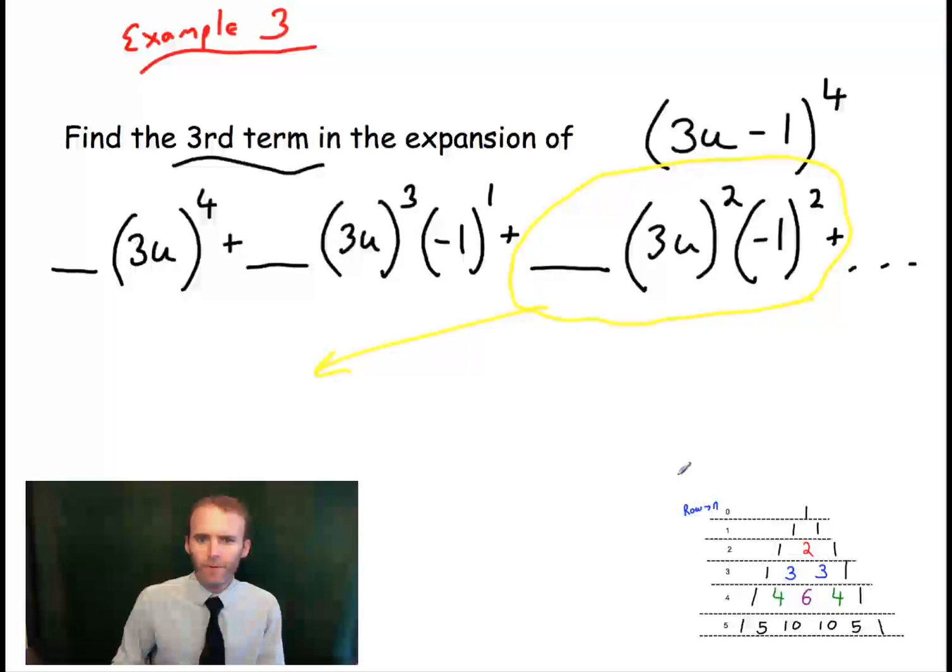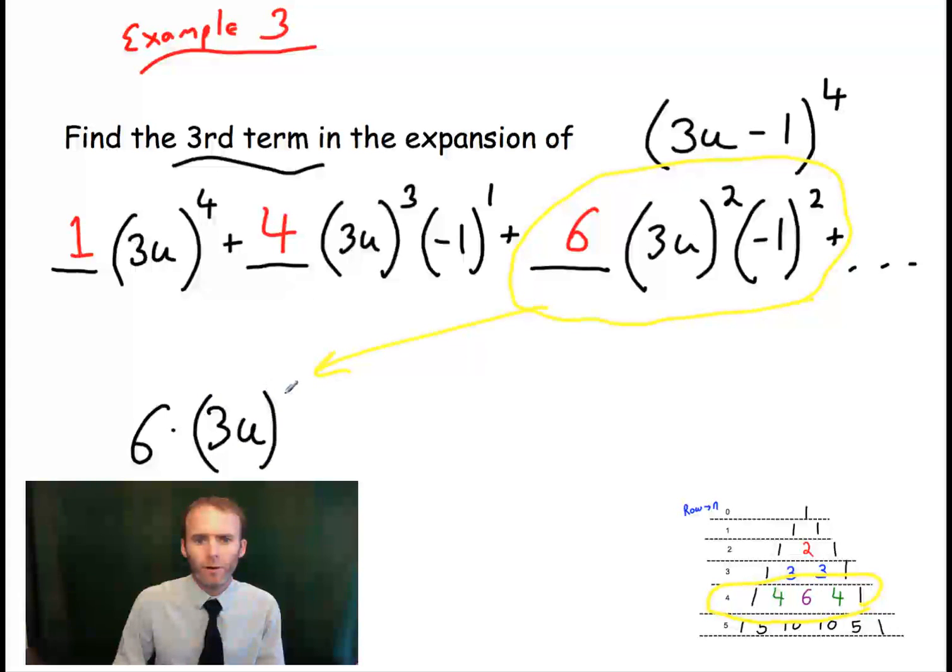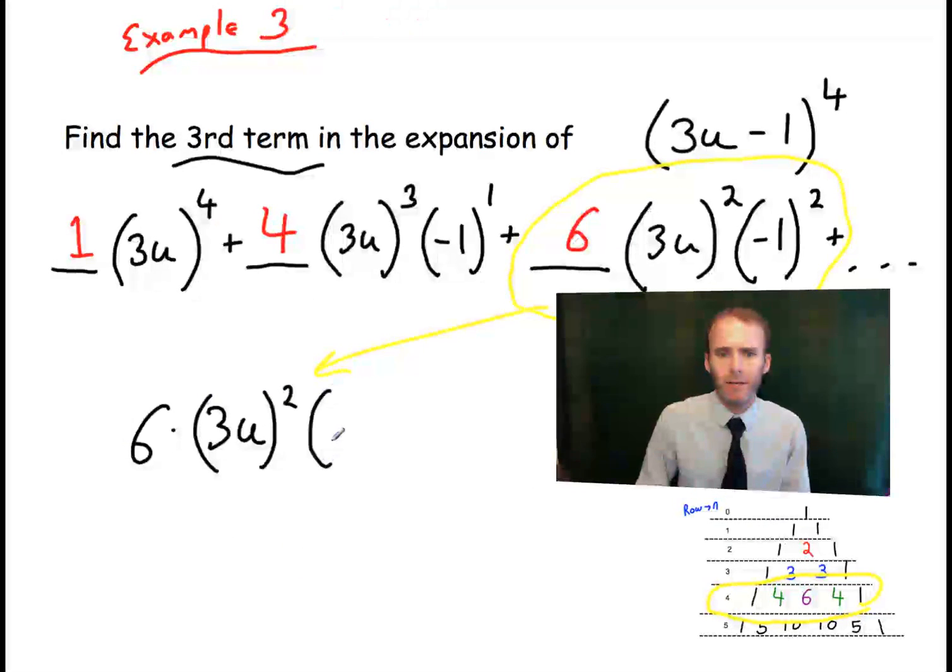So let's go through and note that it's the 4th row. So I'm going to come down here to the 4th row, and let's fill in our Pascal triangle coefficients. So we have 1, 4, and 6. So if I come down here, let's simplify this. I have 6 times 3u quantity squared times negative 1 squared.